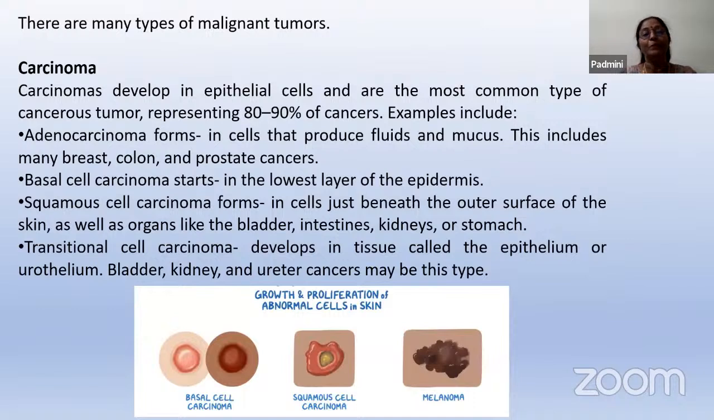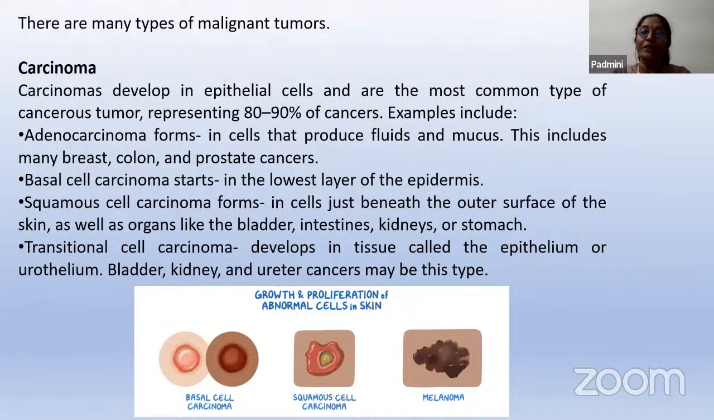So there are many types of malignant tumors. We'll be talking about them one by one. First is carcinoma. Carcinoma develops in the epithelial cells, and is the most common type of cancerous tumor, representing 80 to 90% of cancers. So wherever you find or hear of cancer, 90% of it is carcinoma, wherein the examples include adenocarcinoma forms.